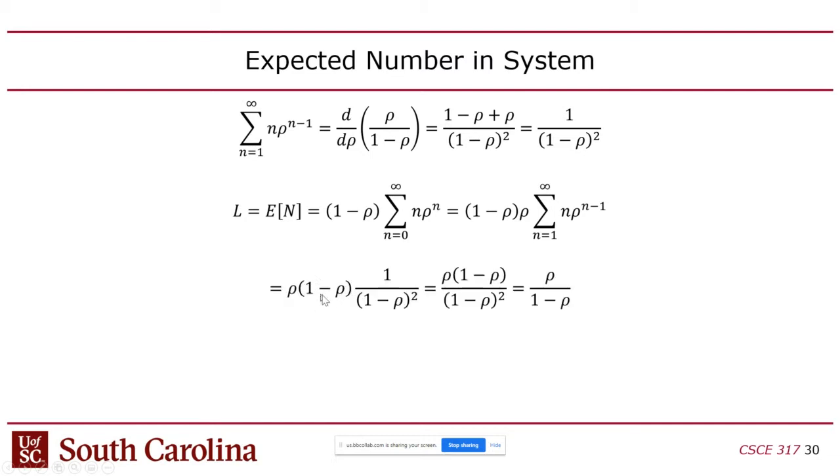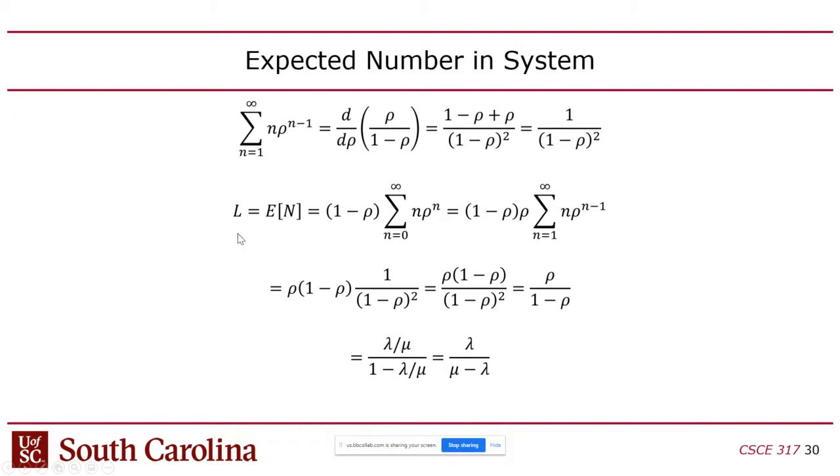And then I have to multiply it by this first leading term, 1 minus rho, which again I got just from the weighted average equation. I solve for that, and I can eventually get it to rho over 1 minus rho, or if you re-express rho in terms of lambda over mu, it's lambda over mu minus lambda. I know that was a lot of steps, but the bottom line is that now I have a solution for L.